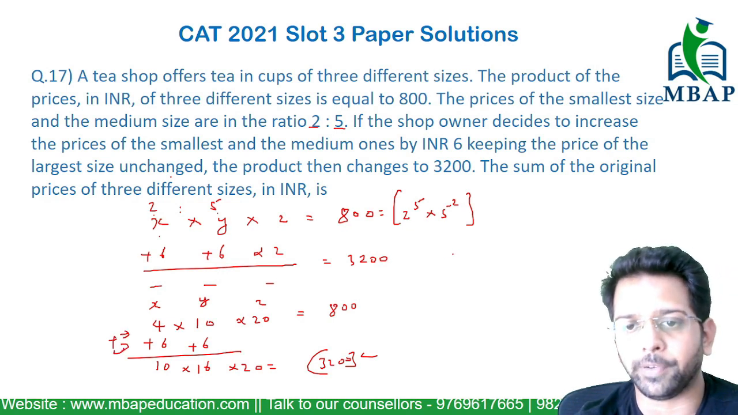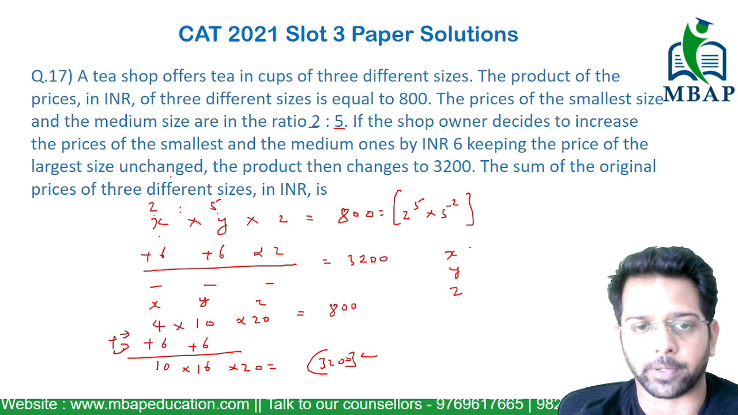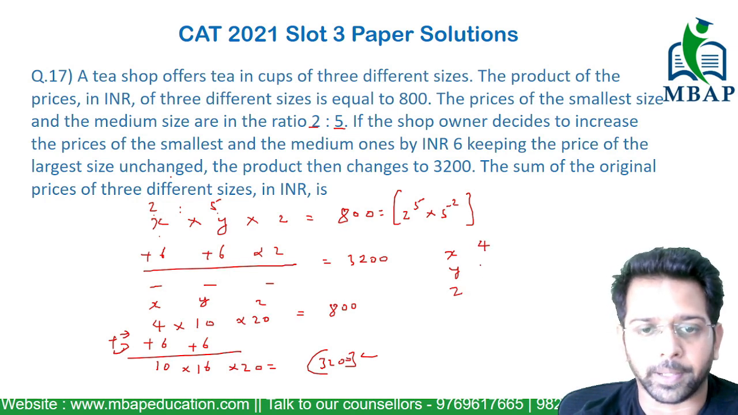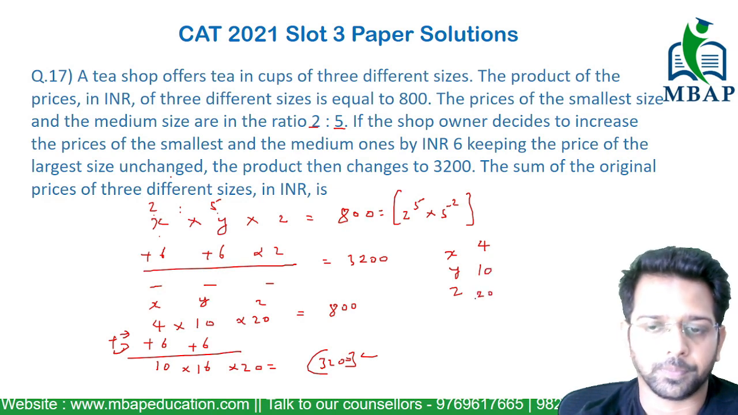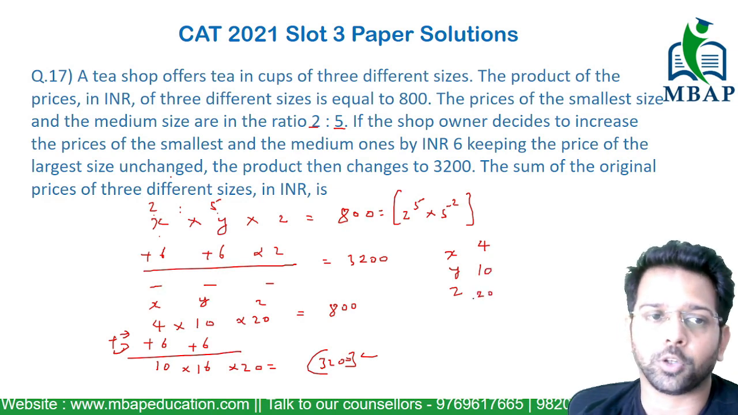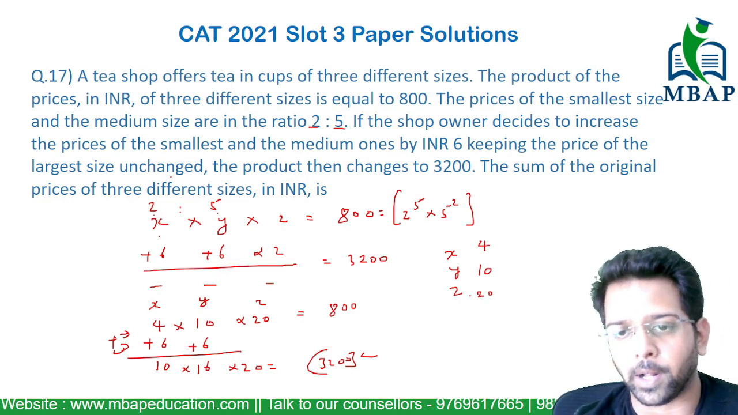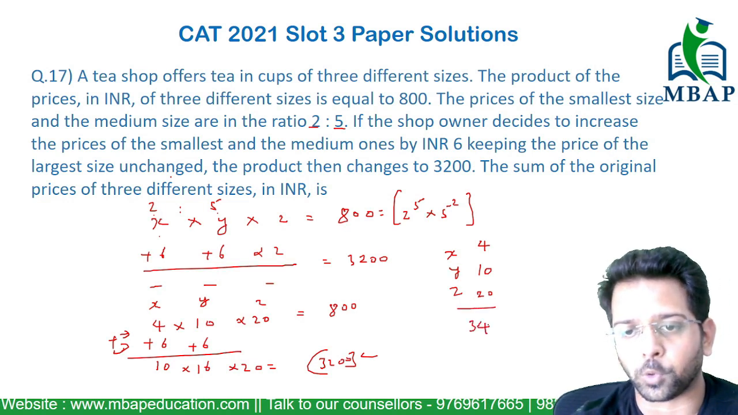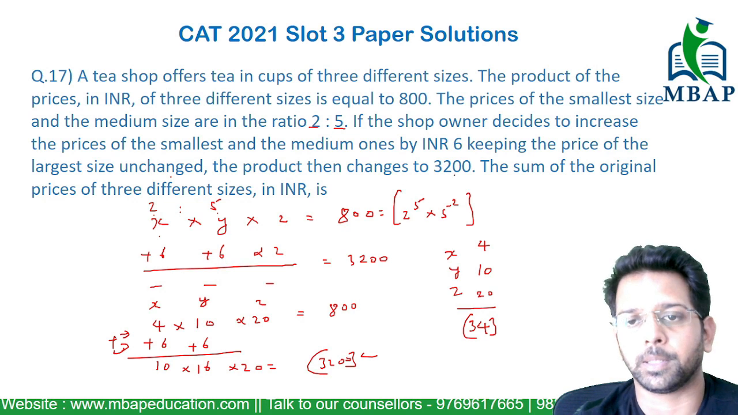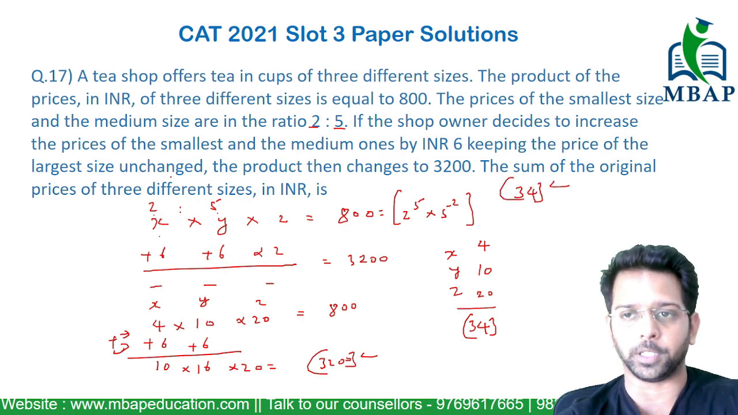So my value of X, Y and Z is coming out to be respectively what? The original value is 4 rupees, followed by 10 rupees, and then 20 rupees. These are the original prices of X, Y and Z. And certainly if you add them, the final answer will come out to be 34 rupees. Simple question, and the final answer comes out to be 34 rupees for this question.